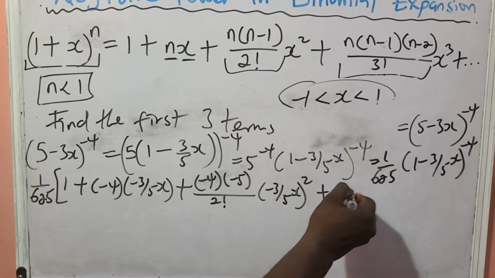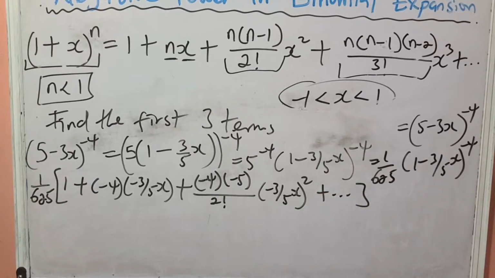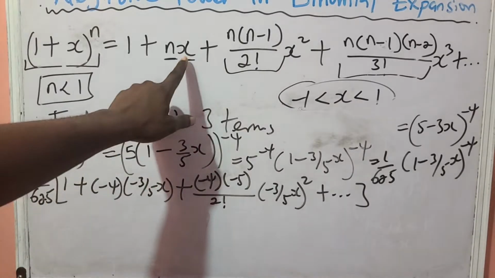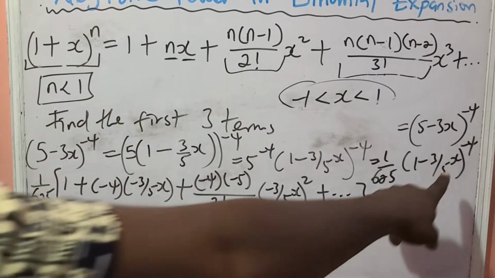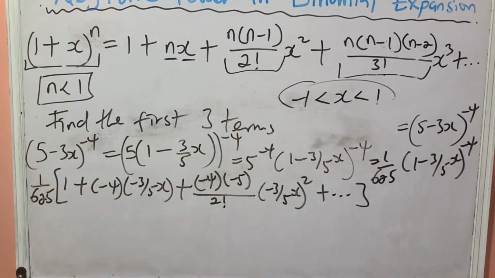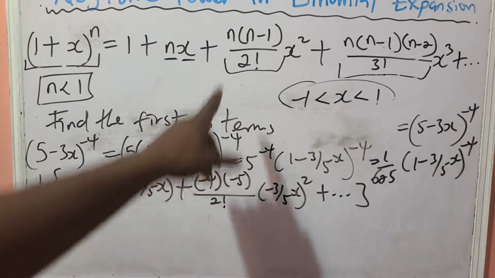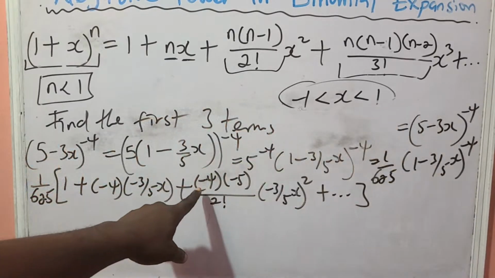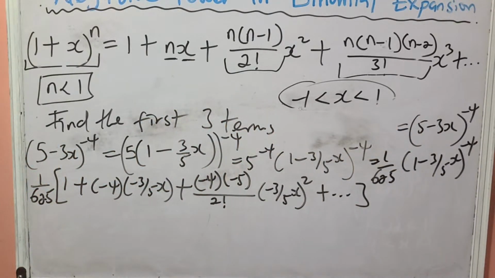So look at exactly what I did here. I know that my x is minus 3/5x. You can see wherever I saw x, I'm putting minus 3/5x. That's it right here. You just need to follow that and you will never go wrong. And wherever I saw n, I'm putting minus 4. Good. So let me try and resolve this now.